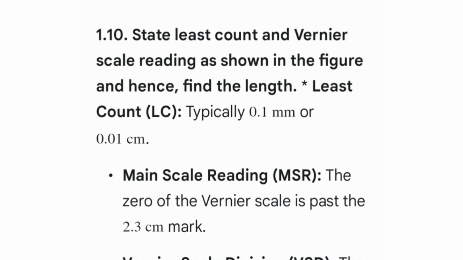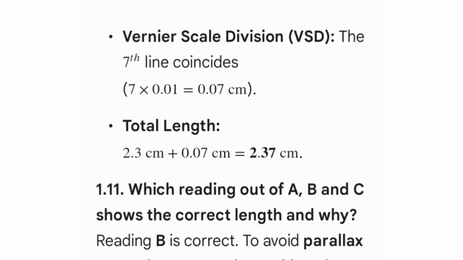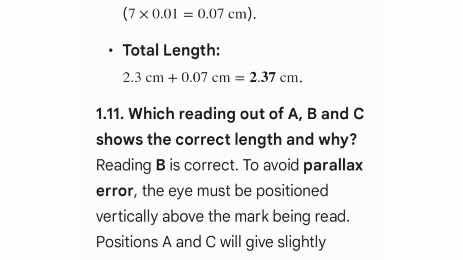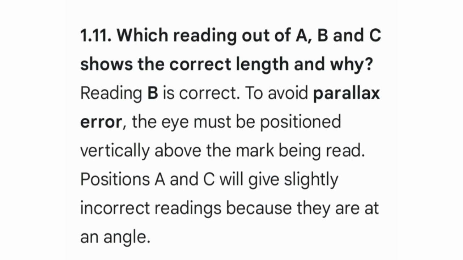1.10. State least count and vernier scale reading as shown in the figure and hence find the length. Least count is typically 0.1 millimeter or 0.01 centimeter. Main scale reading: the zero of the vernier scale is past the 2.3 centimeter mark, so the main scale reading is 2.3 centimeter. The vernier scale division coinciding with a main scale division is the 7th division. We multiply 7 by the least count, 0.01, and get the vernier scale reading as 0.07 centimeter. We add the two readings, 2.3 centimeter plus 0.07 centimeter, and get 2.37 centimeter.